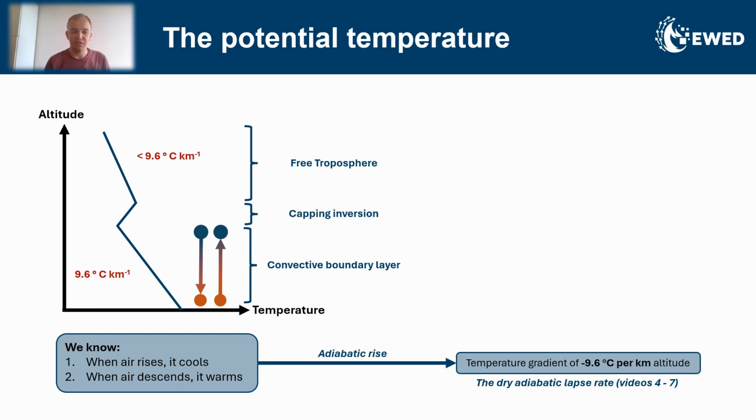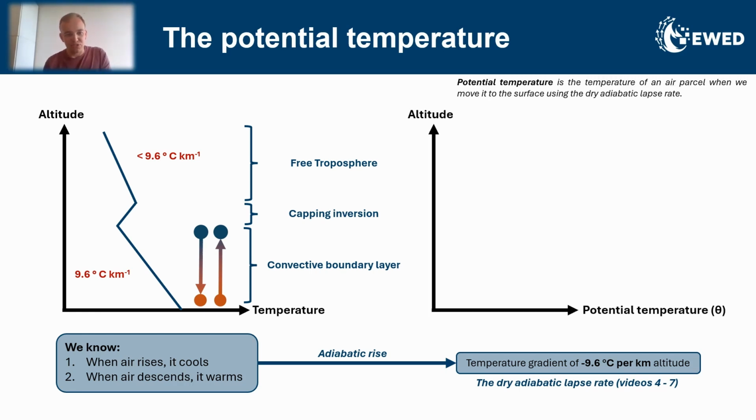So this is the picture that we draw when we think of temperature and the evolution of temperature over altitude, right? Let's now have a look at what potential temperature is. Potential temperature is basically the temperature of any air parcel when we move it adiabatically, so with the dry adiabatic lapse rate towards the surface. In other words, it's the potential temperature that an air parcel could have when it's moved towards the surface, using this dry adiabatic lapse rate of minus 9.6 degrees Celsius per kilometer. So what does that mean for the potential temperature profile that we would get if we translate our standard temperature profile here on the left towards a potential temperature profile?